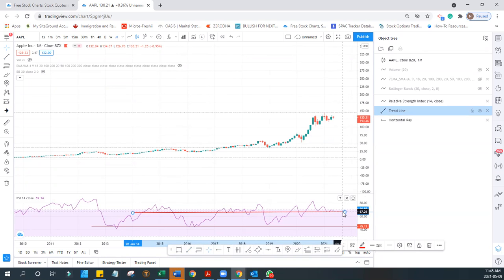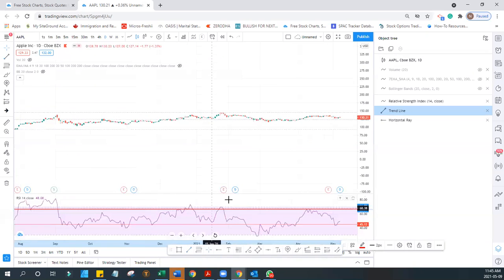Does it make sense? Yeah. Right? That's monthly. So does that mean it is overbought? No. That means the stock still has the power to move upwards. Right? Now I turn it to the daily.